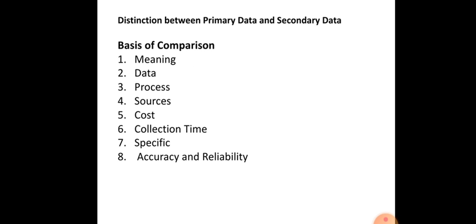We also saw the differences between primary data and secondary data. The points of difference are meaning, data, process, sources, cost, collection time, specific, accuracy and reliability. These are the basic points for the comparison.